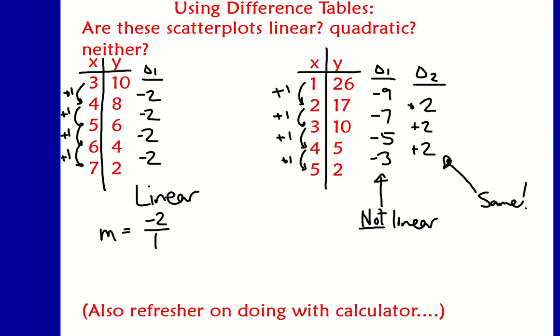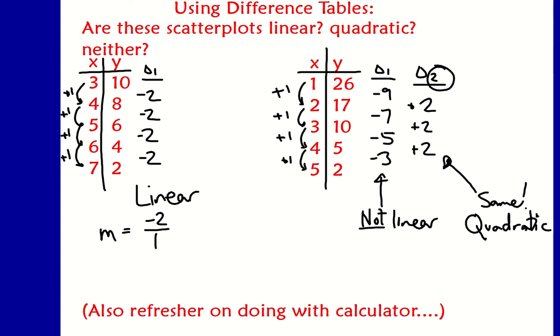And since it's the second differences that are the same, that means that this is a quadratic function. You can actually apply this to cubic functions and higher polynomials as well: with a cubic function, the third differences are the same. With a quartic function, the fourth differences would be the same.